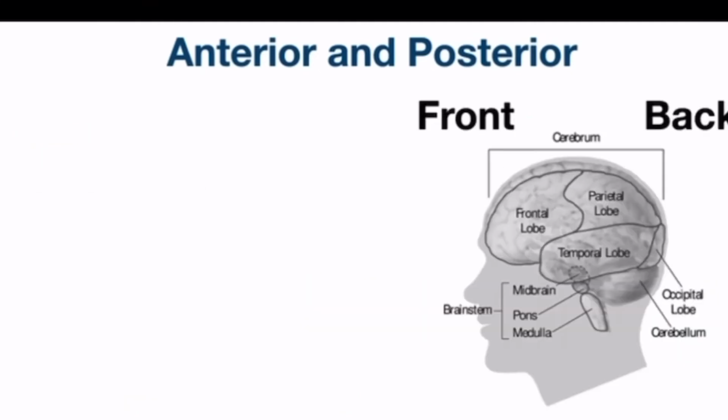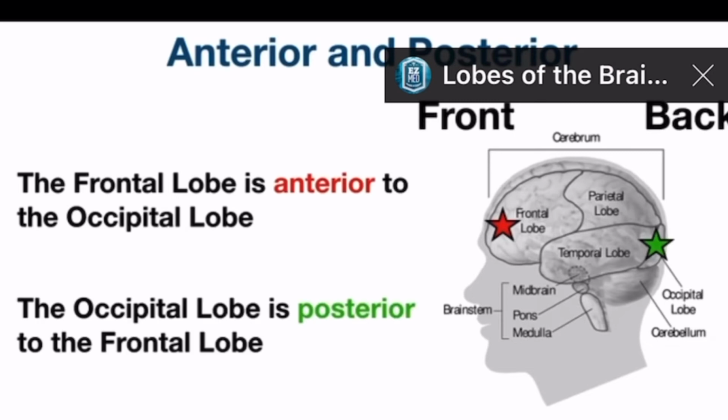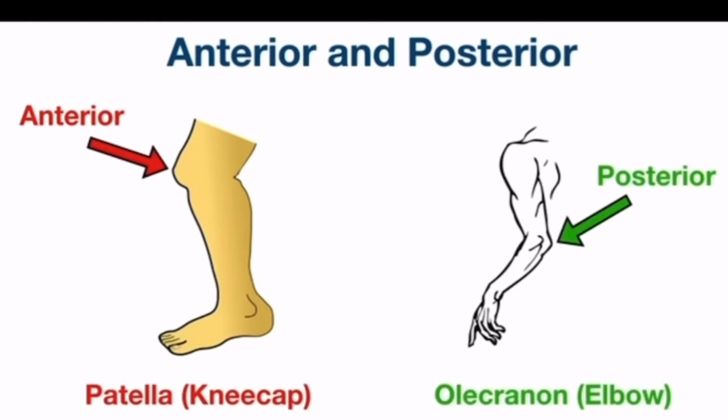Let's look at some examples of anterior and posterior. If we look at a side view of the brain, we can see the frontal lobe is anterior to the occipital lobe, and the occipital lobe is posterior to the frontal lobe. You could also say the patella or kneecap is located on the anterior side of the leg, and the olecranon or elbow is located on the posterior side of the arm.